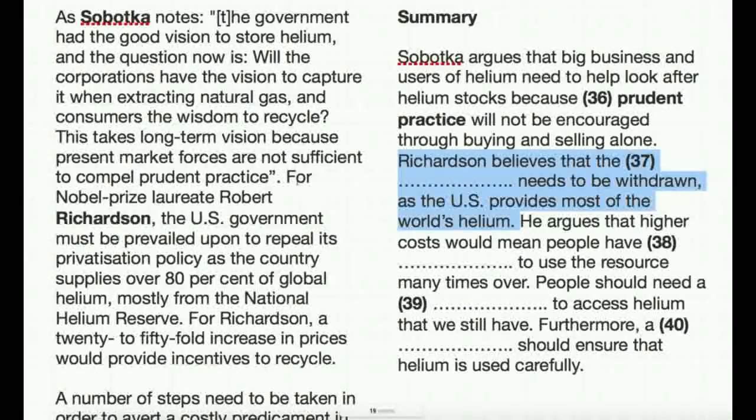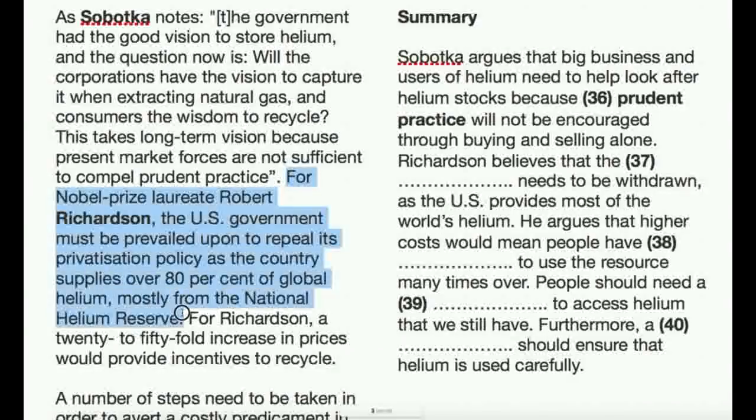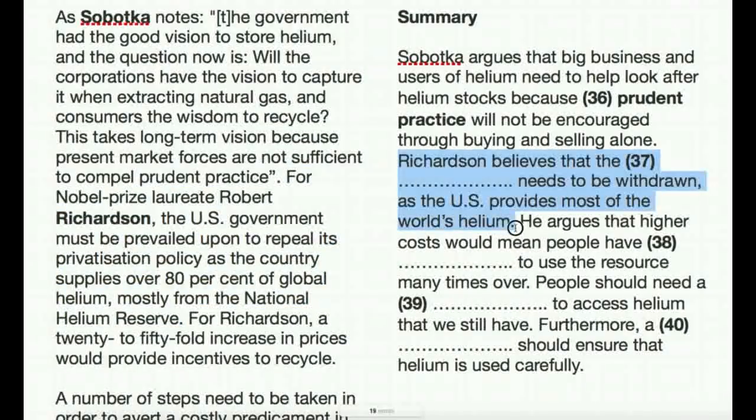You can see the answer to this one is going to be here because it talks about Richardson, it talks about the US government. So this section here is going to be a paraphrase of the section we have here. We just have to work out which word we need to move into here.